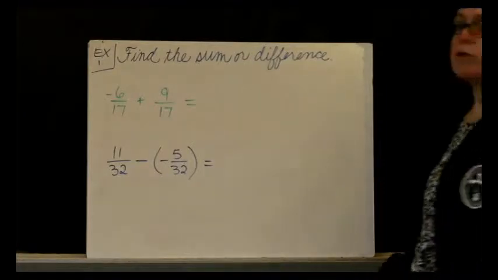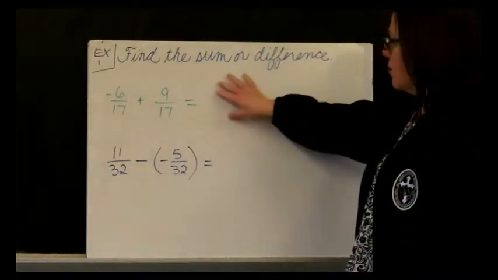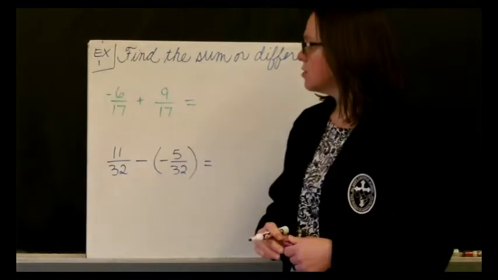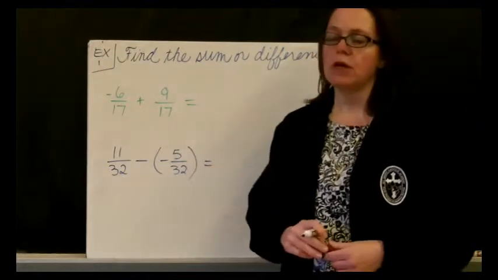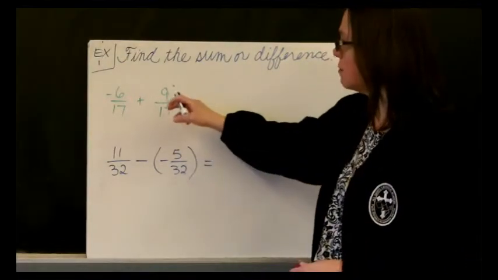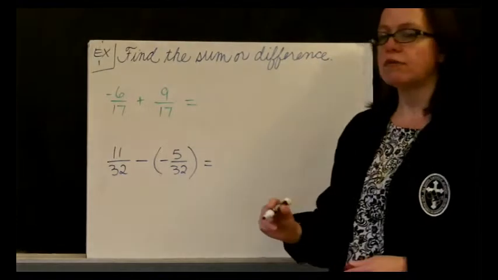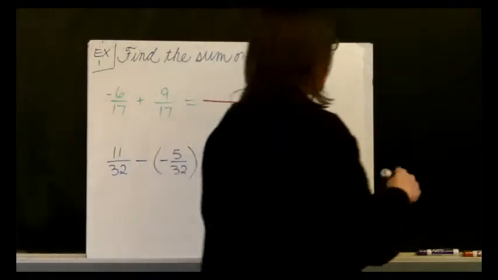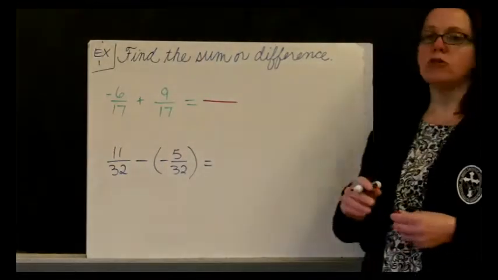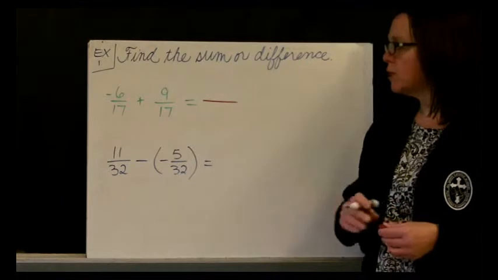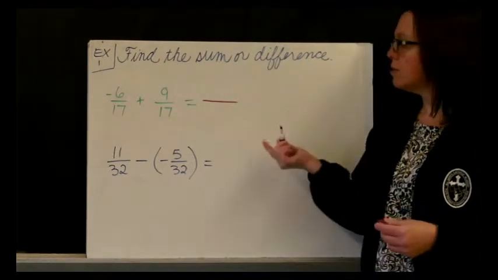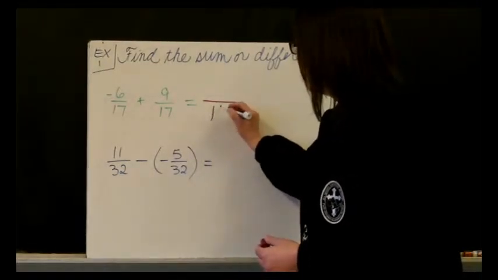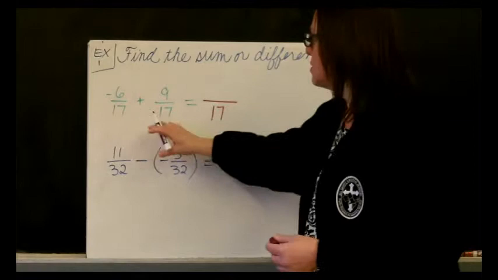Let's get started with the first of our 4 examples. Find the sum or the difference. Here what we have is a negative 6/17 and a positive 9/17. Now the basic skill that we're covering here is something that is not new to you. This is something you learned probably as far back as 4th grade, adding numbers that have common denominators. So what we do is we right away fill in our denominator, 17.